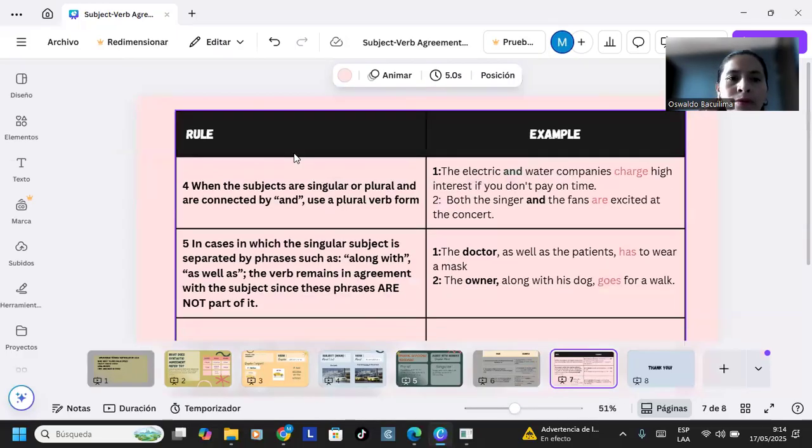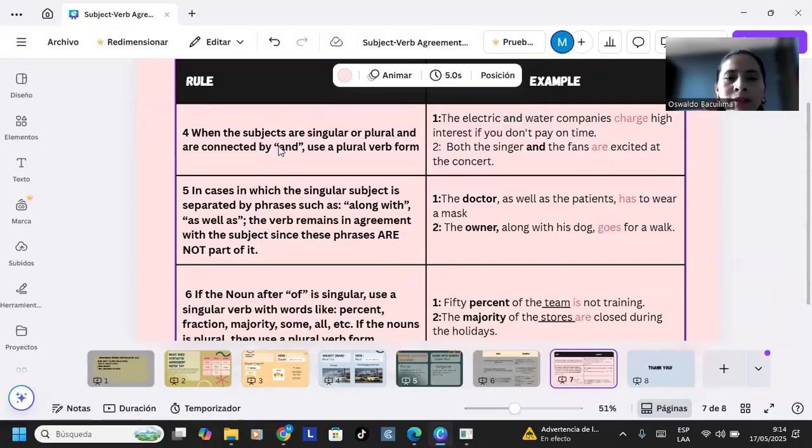The fourth rule, when the subjects are singular or plural and are connected by and, use a plural verb form. For example, the electric and water companies charge high interest if you don't pay on time. This is connected by and, so we need to use the verb in plural form.